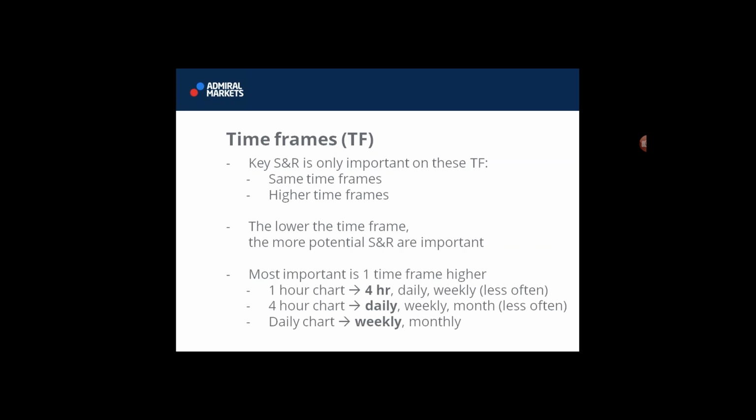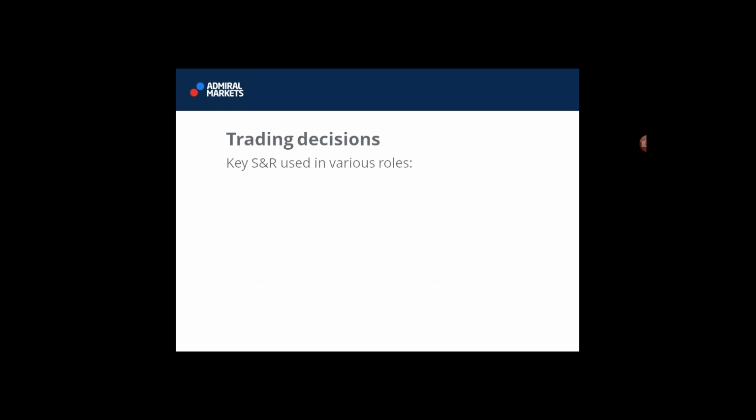I mean, this is not a very hard science. You could maybe even come up with a lot of arguments to say that two time frames is more important, and I might agree with many of those points, but in general, I think one time frame is a good rule of thumb. So how can you use support or resistance for trading decisions?